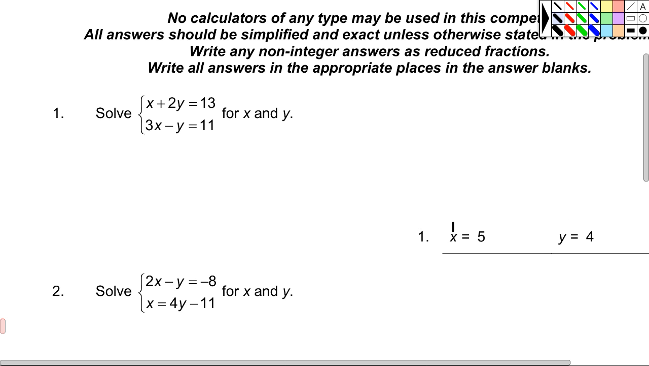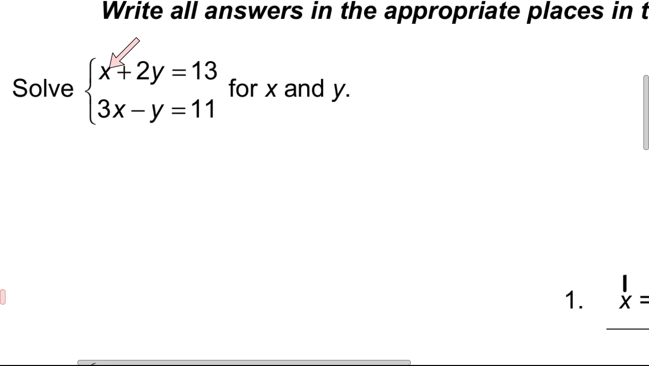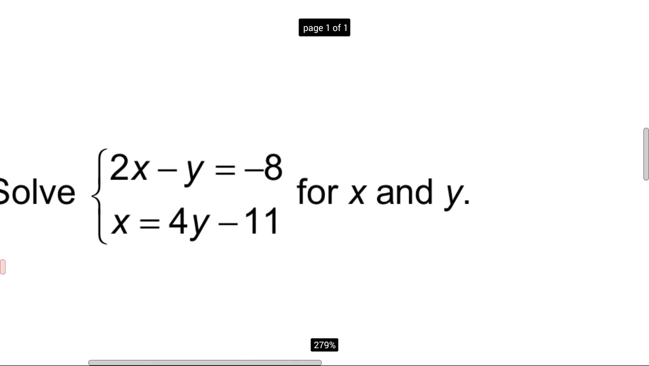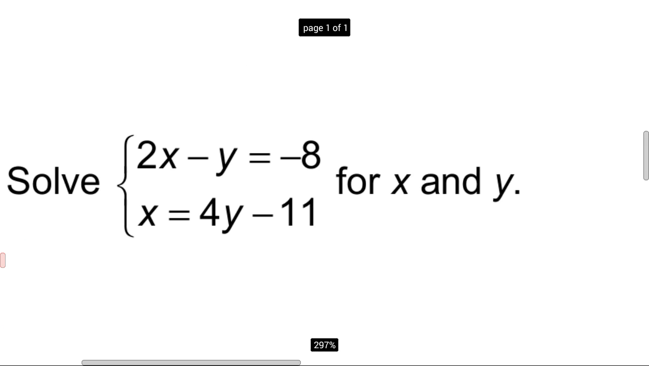So let's see what we got here. We have one solution, no solution, or infinitely many solutions. What are our methods for solving? Well, 2 major ones are going to be elimination and substitution. Substitution is when you get a variable all by itself and then plug it in, like this one here. x is already all by itself. So every time I see an x, I'm going to plug in 4y minus 11. That'd be a good candidate for substitution.